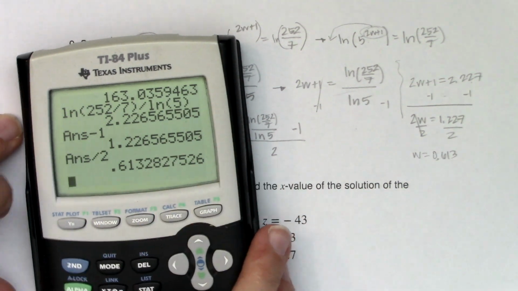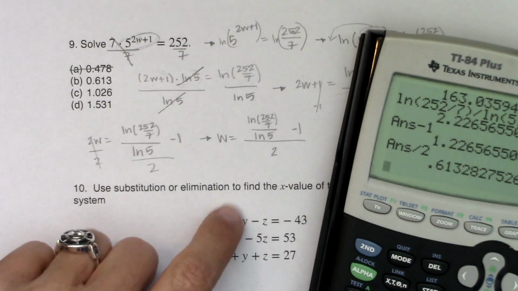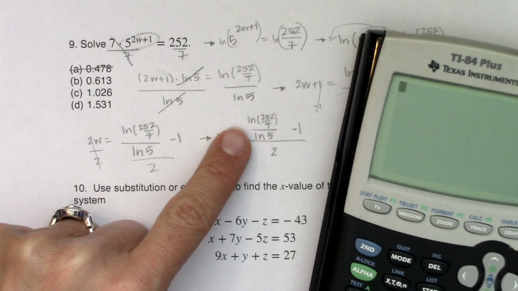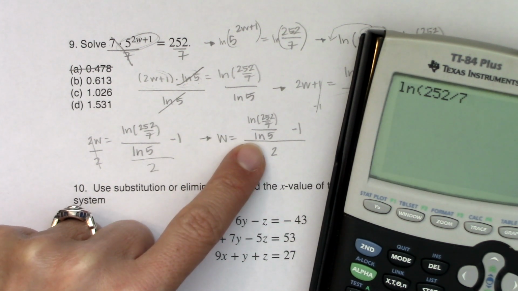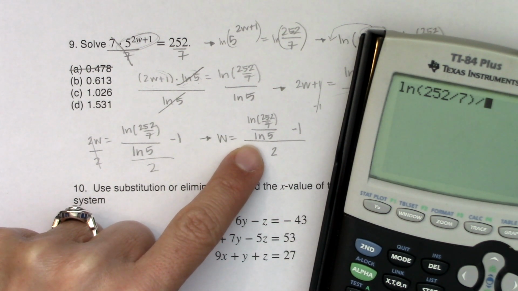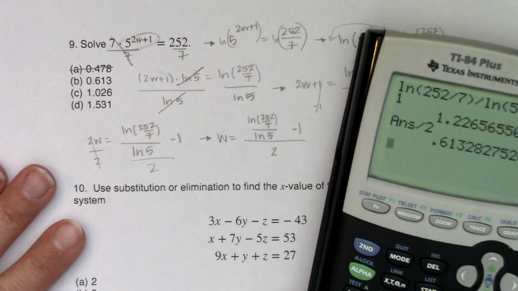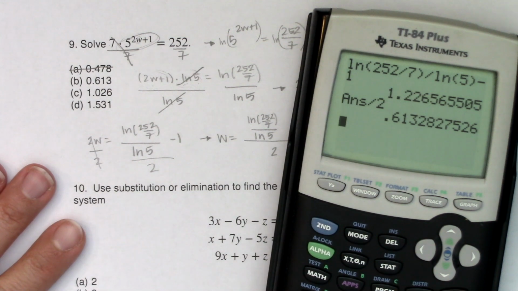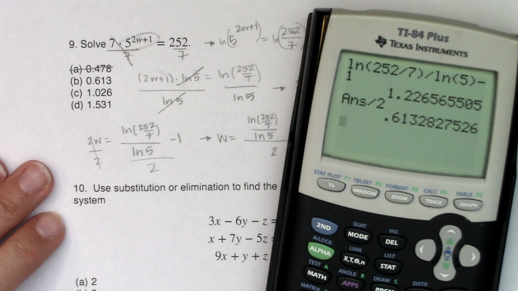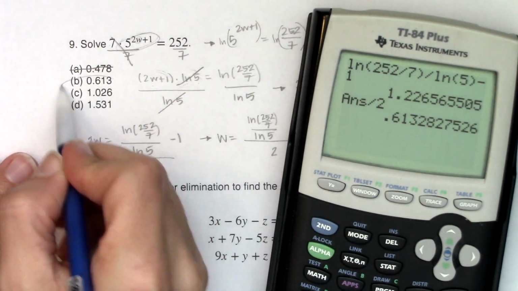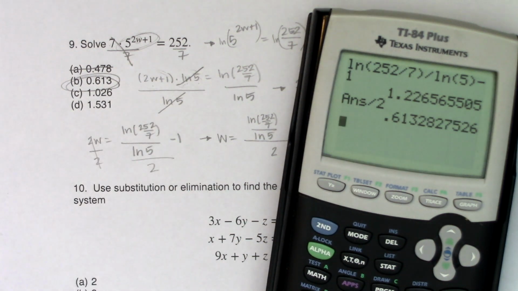Okay, great. Now we're going to do it my way, just because I like this stuff. So I'm going to take ln of 252 divided by 7. I'm going to divide that by ln 5, and then I'm going to subtract 1. And then I'm going to divide all of that by 2. And lo and behold, I still get 0.613. So either way, I'm getting to B as my answer.